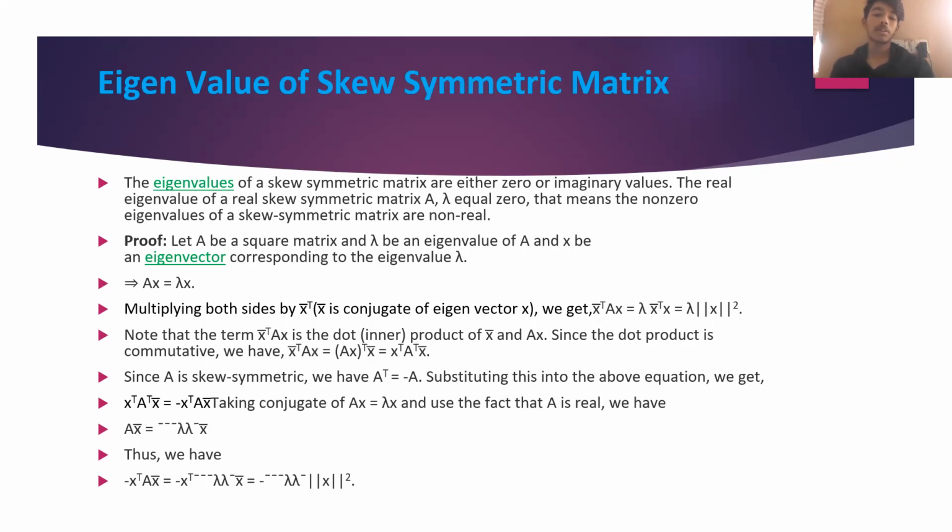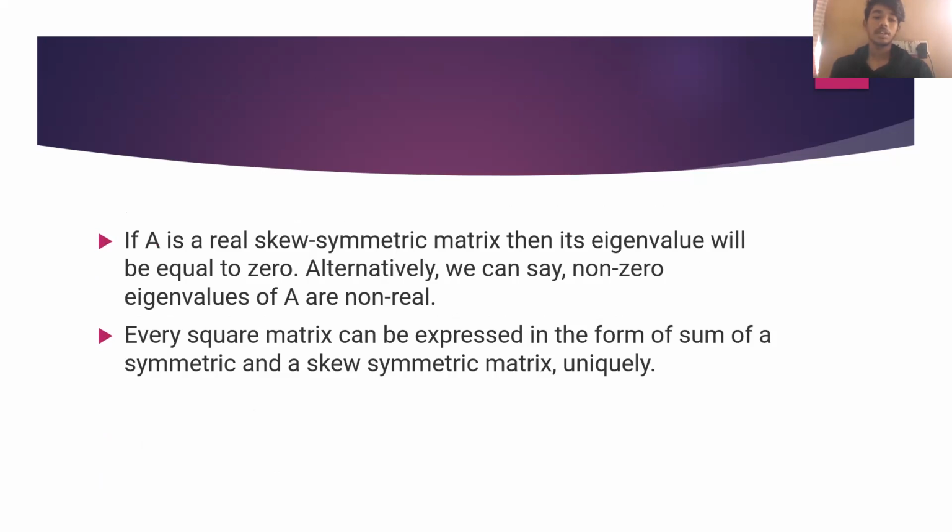Since the dot product is commutative, we have X bar transpose AX equals AX transpose X equals X transpose A transpose X. Since A is skew-symmetric, we have A transpose equals minus A. Substituting this into the above equation, we get, thus we have minus X transpose AX bar equals minus X transpose equals minus X whole square. If A is a real skew-symmetric matrix, then its eigenvalue will be equal to 0. Alternately, we can say non-zero eigenvalues of A are non-real.